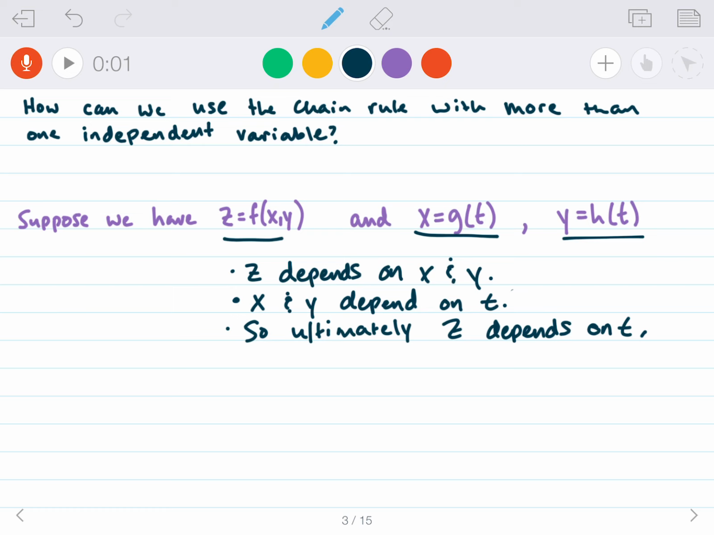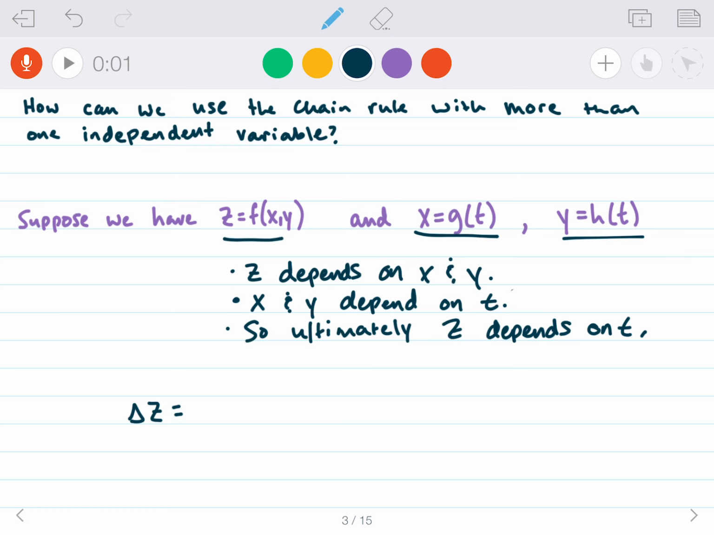Okay. All right, so knowing that fact, to sketch this proof, we want to think about what the change in z is. Because what we're trying to figure out is dz/dt, the derivative of z with respect to t, and somehow we need to chain all of these variables together to get that relationship. So first we're going to consider what the change in z equals.